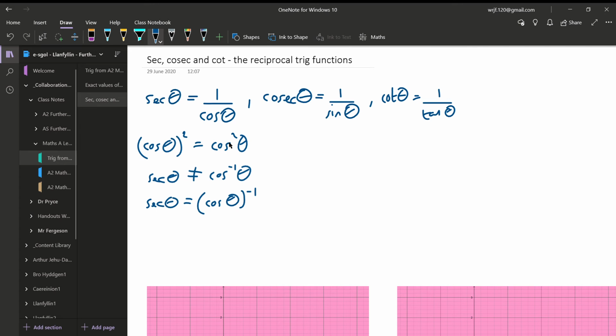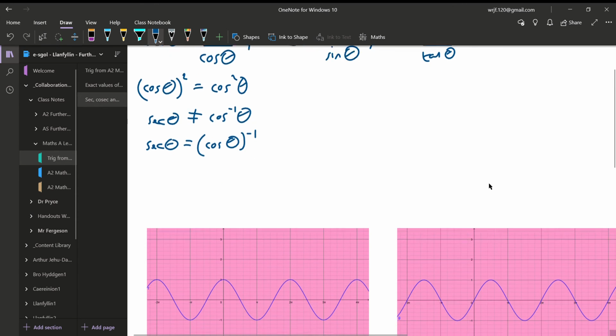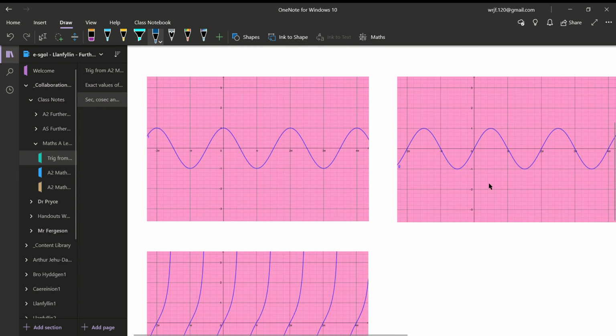I think while you're familiarizing yourself with those definitions, perhaps it's useful to take a look at the graphs of sec theta, cosec theta, and cot theta. And I think the easiest way to do that is to think through how that works out in relation to the graphs of cos theta, sine theta, and tan theta. So I've got those pre-prepared up here. So this first one is a graph of y equals cos theta.